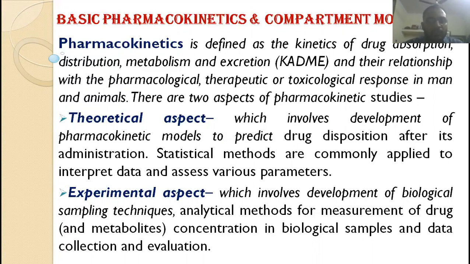There are two aspects of pharmacokinetic models. First is therapeutic aspects, which involves development of pharmacokinetic models to predict drug disposition after its administration. Statistical methods are commonly applied to interpret data and assess various parameters. Second is experimental aspects, which involves development of biological sampling techniques, analytical methods for measurement of drug concentration in biological samples, and excretion and evolution.